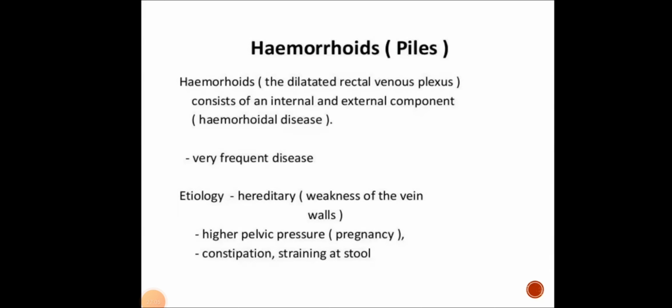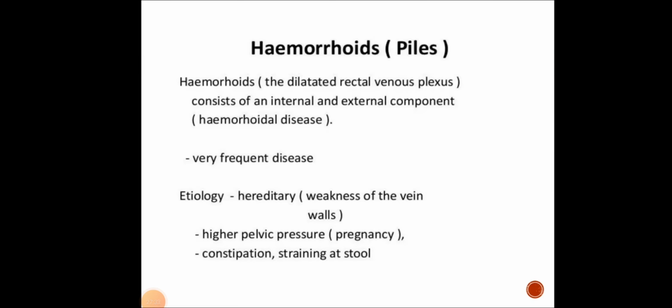And the types of hemorrhoids, mainly it is divided into two, internal and external hemorrhoids. Internal hemorrhoids means it is within the anal canal and internal to the anal orifice. External hemorrhoid will be situated outside the anal orifice and it will be covered by skin. And when the two varieties coexist, the condition is called internal external hemorrhoids. That is one classification based on the location.